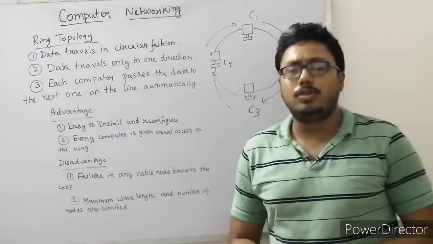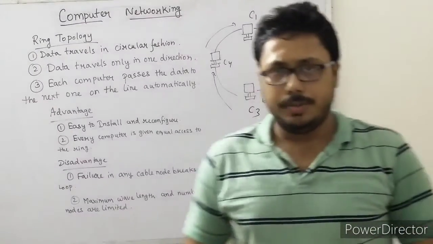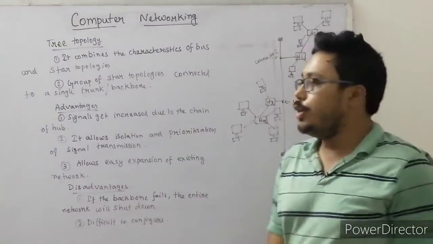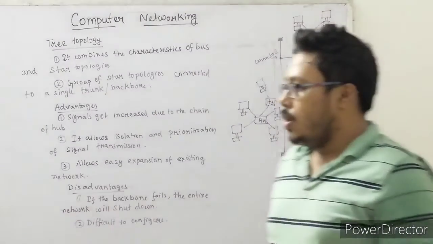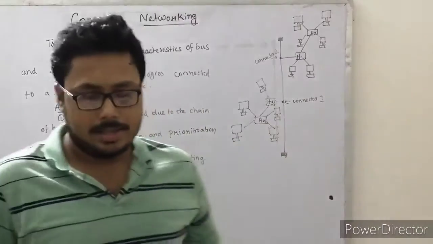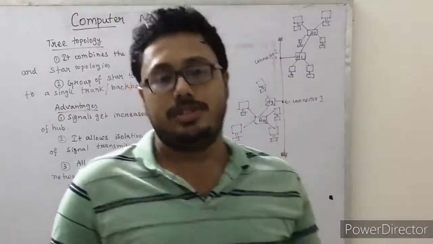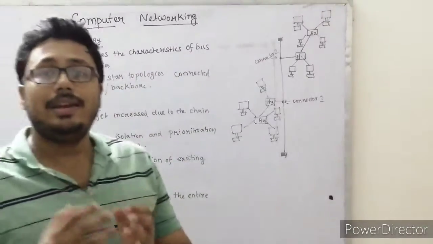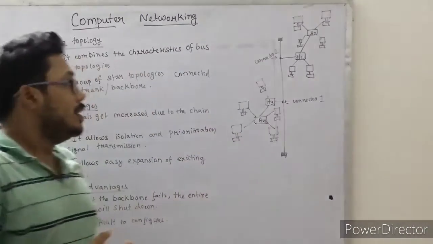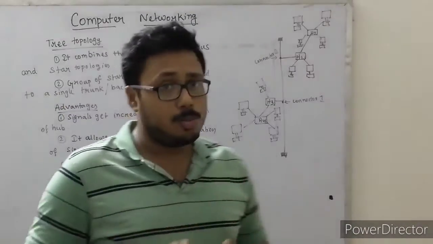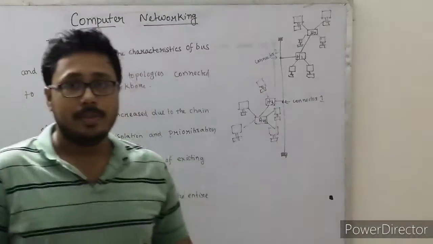Now we will move forward to our next topology. So now we will learn about tree topology. What does a tree symbolize? There is one trunk and it has all its branches. So how can we relate that knowledge here? See, it is a combination of two types of topology. Can you guess?